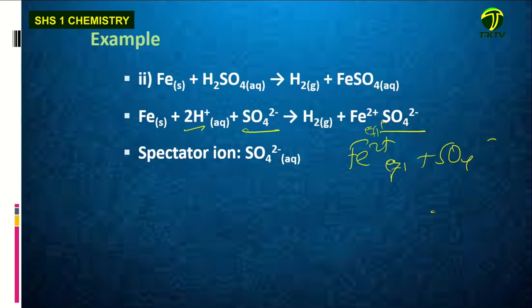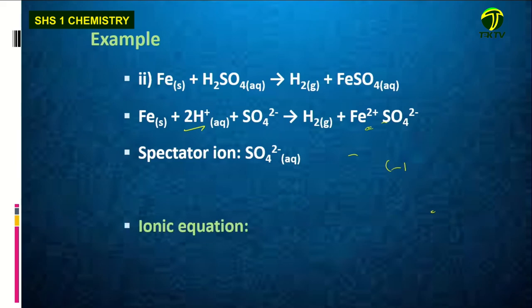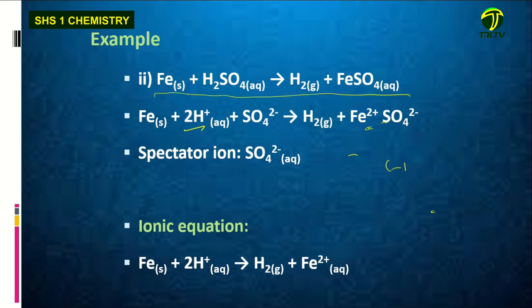So don't get confused when we talk about spectator ions. And that will give us the final equation, which is Fe solid plus 2H plus forming H2 gas plus Fe2 plus. So that gives us the ionic equation for the equation above.